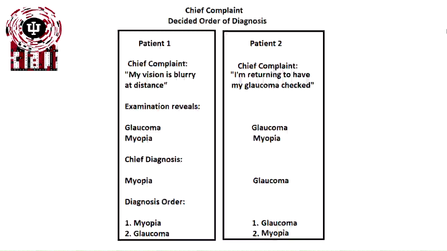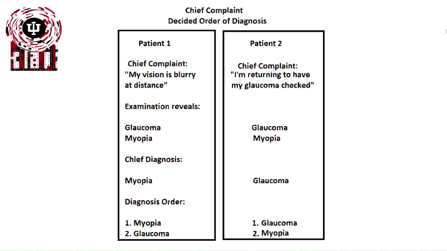What order do we put those 2 diagnoses in for each patient? Well, in this case, the chief diagnosis for the patient with blurry vision is myopia because myopia causes distance blur, glaucoma does not. So myopia becomes our first diagnosis. Conversely, if I want to be checked for glaucoma, glaucoma is my chief complaint. So it becomes number 1. And so the chief complaint generally guides what your number 1 and number 2 diagnosis will be.